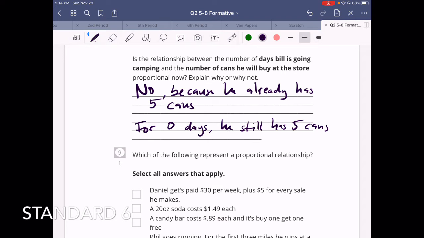I understand the confusion with this, but as long as you figured out that because he has these 5 cans, it's going to throw it off and make it not proportional, that's all that matters, right? This is the big no, and something about he already has 5 cans. All right. If you still have questions about that, I totally get it. Come to office hours and we can talk about it.